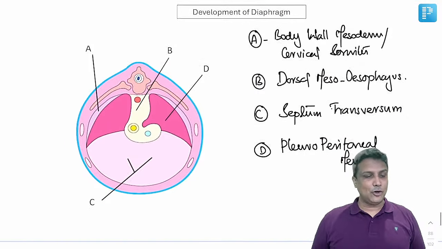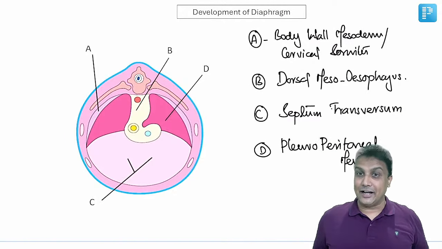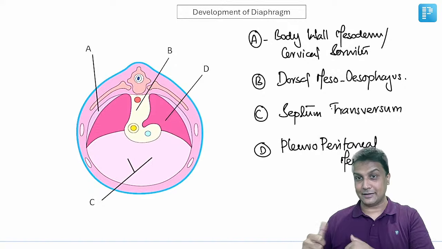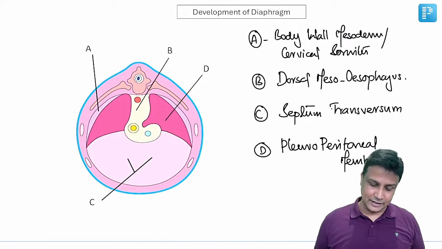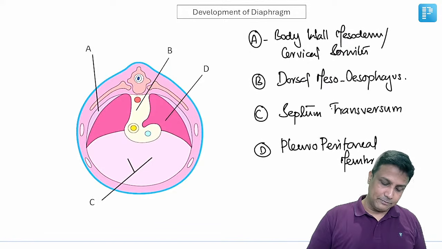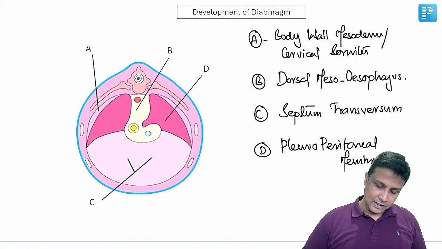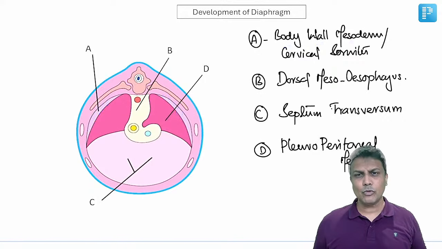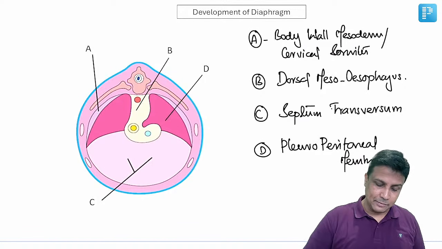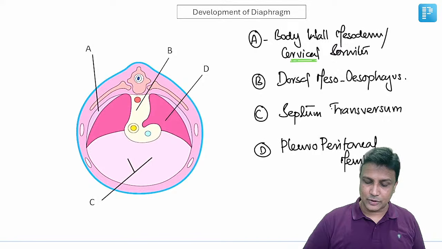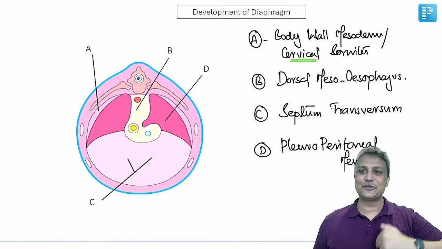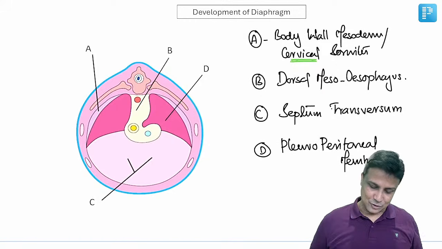Now, another hot favorite topic of the INI-CET examiner is the development of the diaphragm. Development of the diaphragm will occur from four structures. Even this image was given in the exam. Now, in the development of the diaphragm, please remember, number one, the muscles of the diaphragm are derived from where? They are derived from the body wall mesoderm, also referred to as cervical somites. Please remember this word cervical. This will be confusing during the exam, because students will think the diaphragm is present over here, so how can cervical somites form here? Remember, it's actually cervical somites.